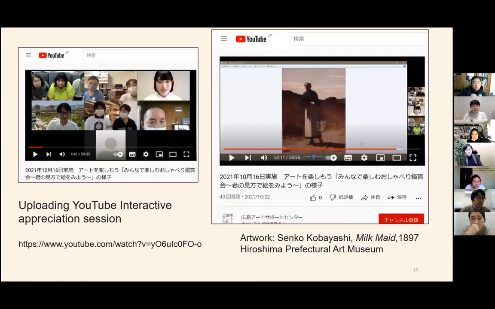This is a photo of the dialogical appreciation on Zoom, where 7 people with disabilities participated. They discussed this oil painting titled Milkmaid, which was painted by Senko Kobayashi. Kobayashi was born and bred in Hiroshima in Japan. It was a very interesting and exciting appreciation session. This session was recorded and uploaded to YouTube. You may watch it there.